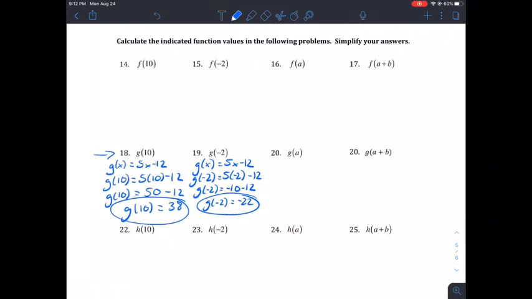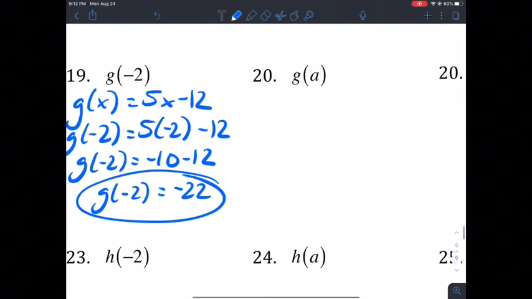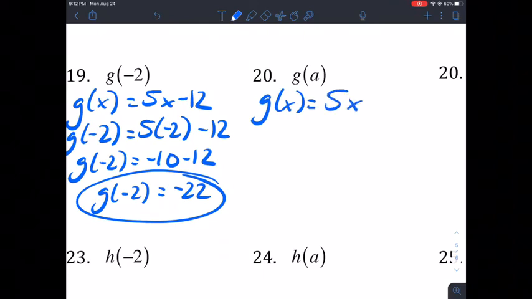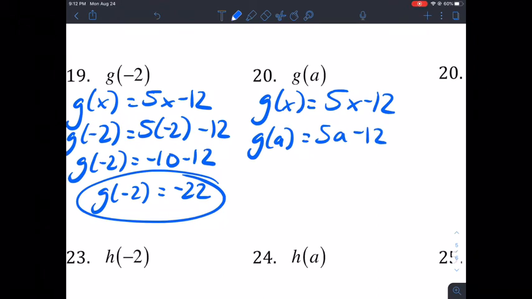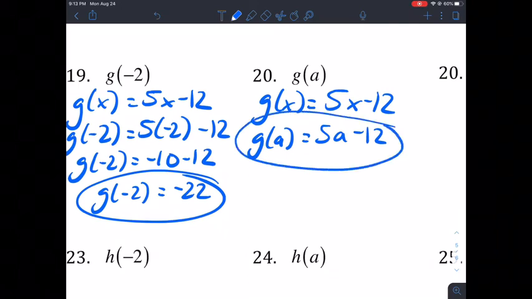Now, the next one seems trickier, but it's really not that bad. They want us to find g of a. So again, we know that g of x equals 5x minus 12. If we're trying to find g of a, all we're going to do is plug in a for x. So we get 5 times a minus 12. Now, in some cases, you might have to simplify, you might have to distribute, you might have to FOIL. But in this case, you're done. You can't simplify that anymore. So that one was super duper easy.